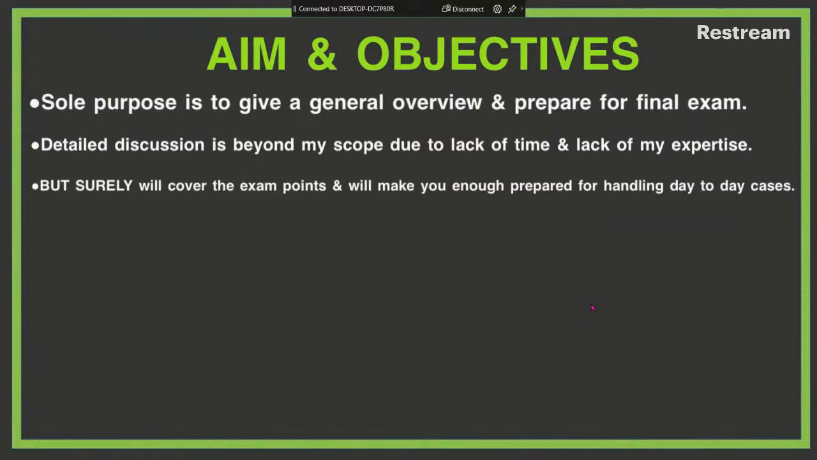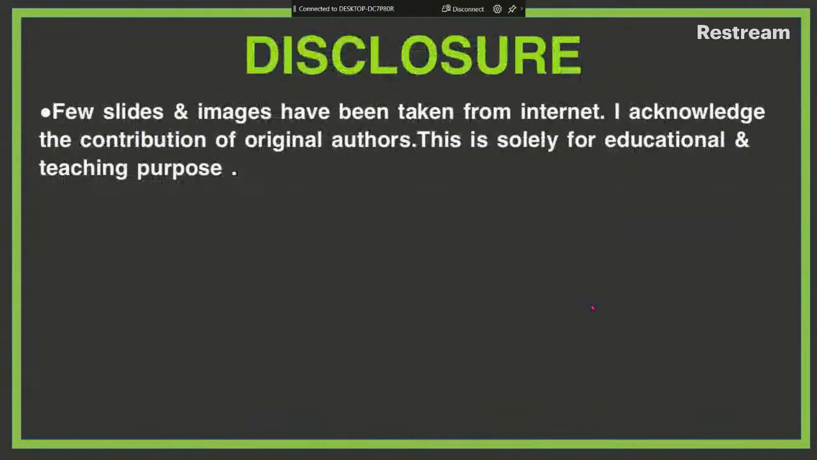My motto is that after listening to this talk, you will be able first to answer the basic question that is usually asked in your final MD or DNB exam, and second, you will be able to approach at least a general liver tumor. Some cases are complicated, as we will go through the slides, but I will give a basic overview after this talk. So these are my aims and objectives, and this is the disclosure that I have taken some images from the internet and I acknowledge the contribution of the original authors.